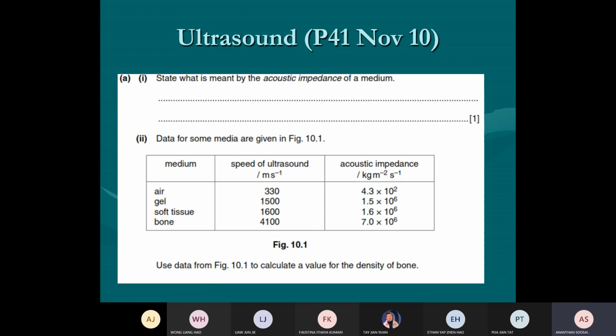Okay, so that's the last one. Acoustic impedance is the product of the density of the medium times the speed of sound in that medium. Use delta to calculate the density of bone. No problem, right? Acoustic impedance is speed times density, so you can find the density here.